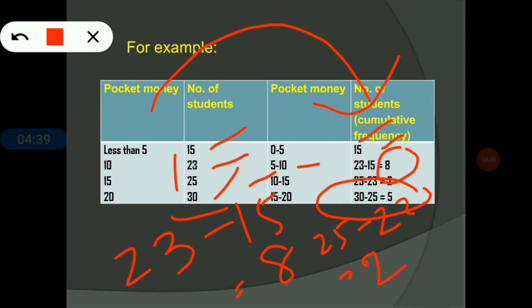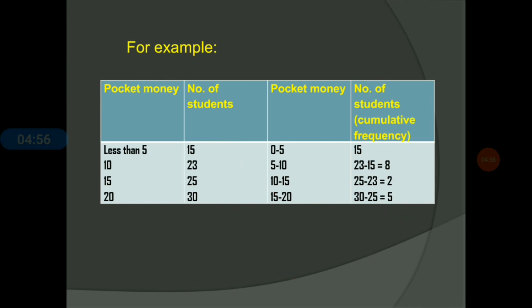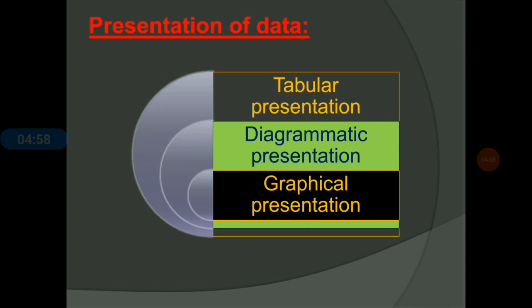So 15, 8, 2, 5 all are the values of the simple frequency series, and 15, 23, 25, 30 all are the values of the cumulative frequency series. Clear? I think this is clear. So now move on to the next slide.